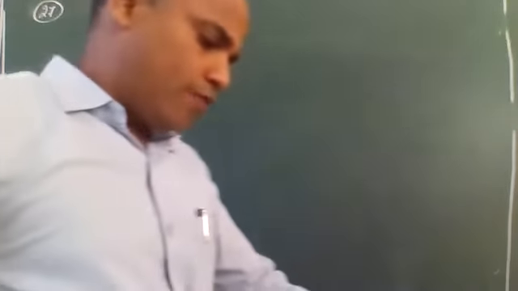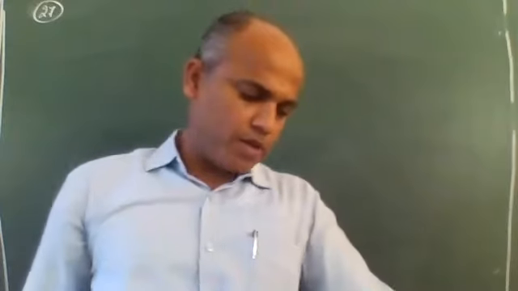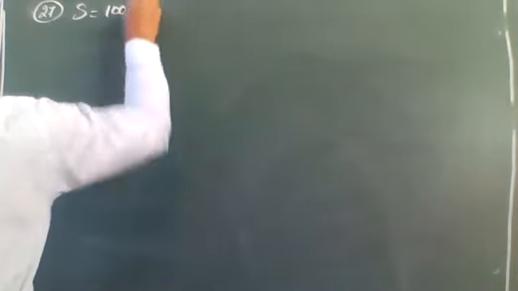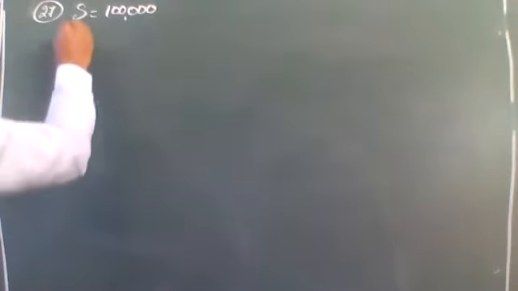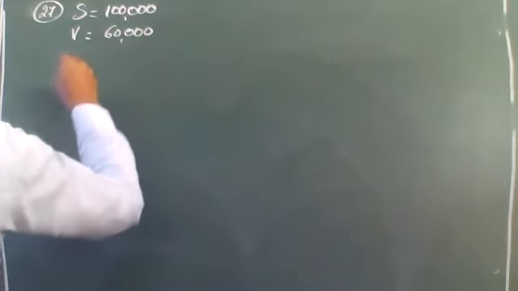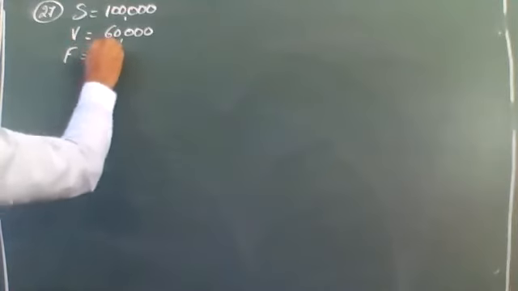Look at your question number 27. Question number 27, if you see, the following data are available from the records of a company. Sales is given as 1 lakh. S, capital S is 1 lakh because it is total sales. Variable cost is given as 60,000. Fixed cost is given as 20,000.